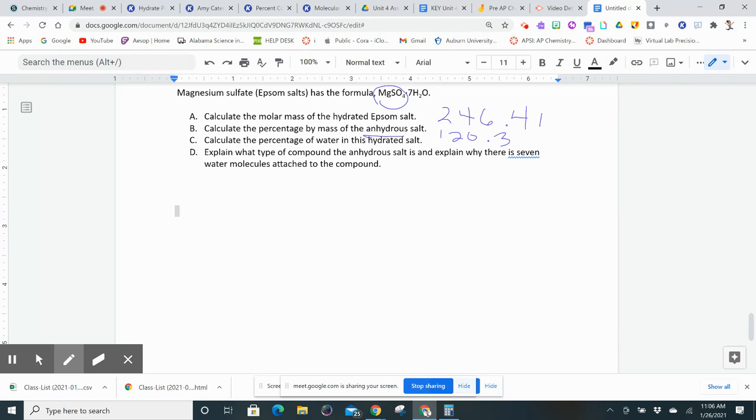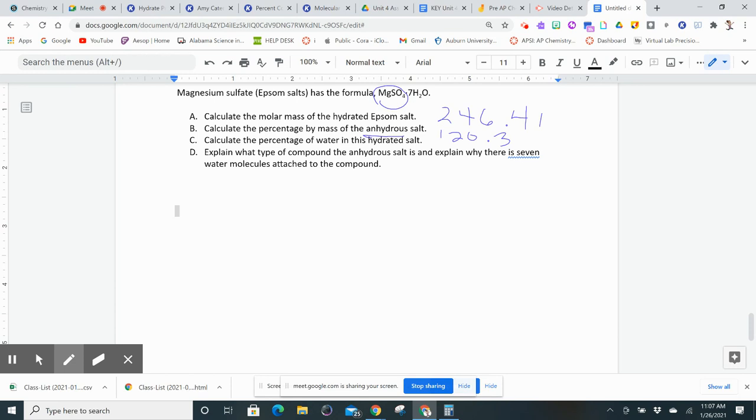Okay, so let's see if we can figure out how to do C. C will not be on your test because we haven't talked a whole lot about hydrates, but I want to see if you can figure it out just mathematically. It's saying calculate the percent of water in this salt. What would you do? Divide A by B. Why would you do that? Because the first one is with the water and the second one is without the water. Yeah, that's what you would do. You would divide the two.